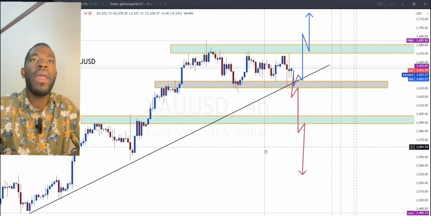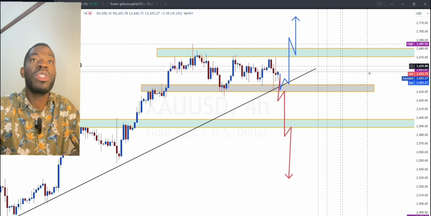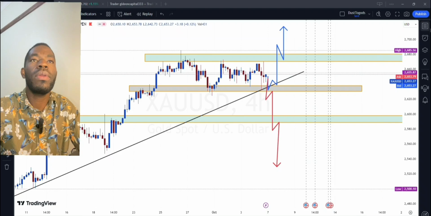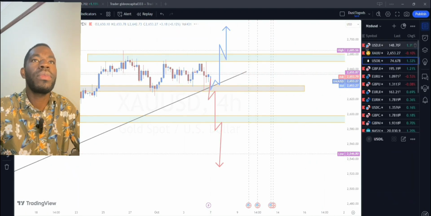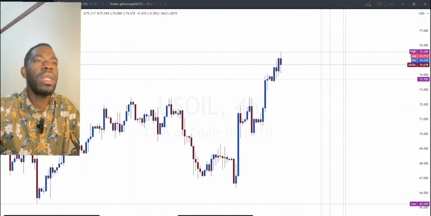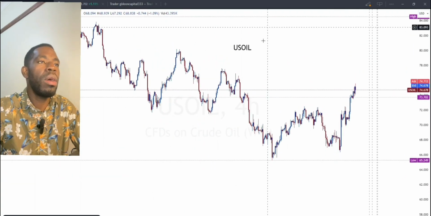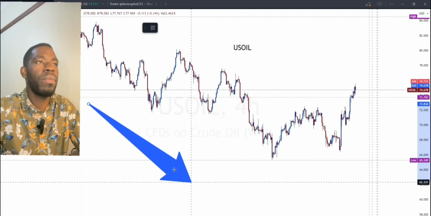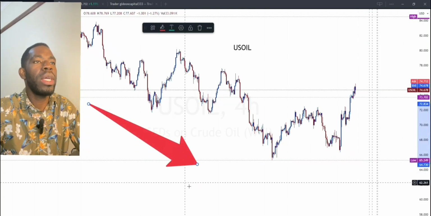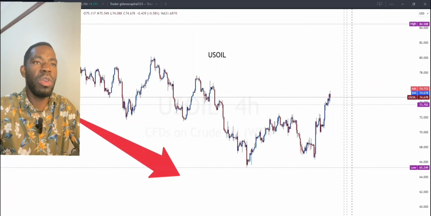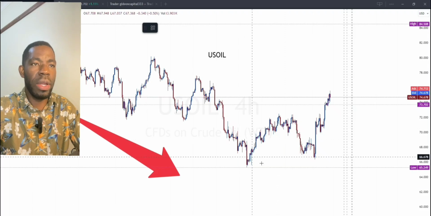Okay, so we are jumping in to US oil. Let's take a look at US oil, that's an interesting one. Let's see what's going on there. This one is also interesting. Price was previously falling, as you can see here. It was really falling, you can see it was a downtrend. But now we are seeing what is happening, just like with USDJPY, at this resistance area.